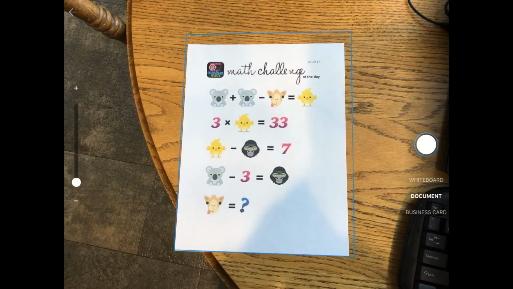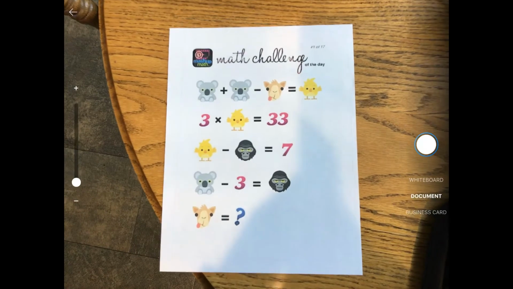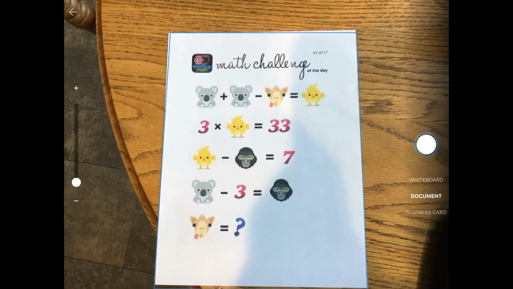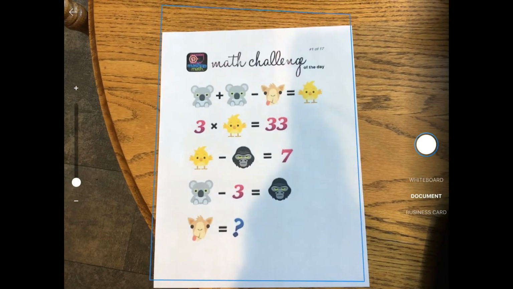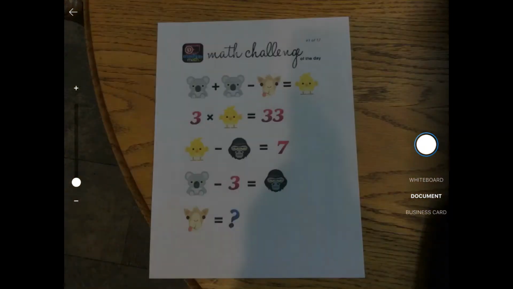So the further away I put it, you'll notice that the blue lines are catching part of my table. So I might move it a little closer, get it as close as I possibly can, and then I'm going to push the white picture button.